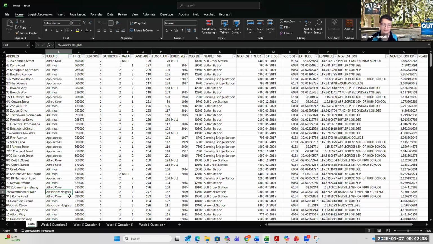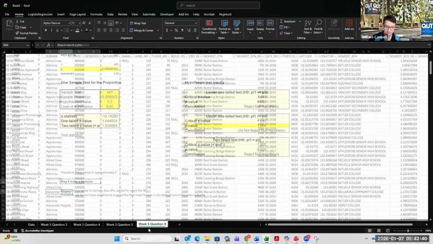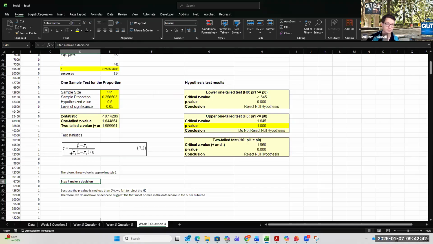So what that means is that maybe we shouldn't put so much stock in this conclusion and we shouldn't generalize it, right? Maybe our conclusion needs to be just for the houses that are in these suburbs, right?